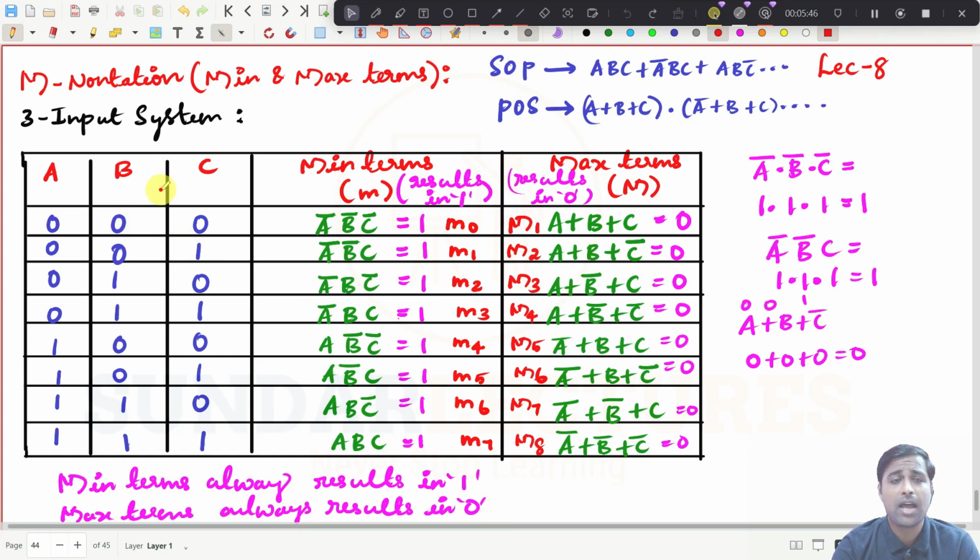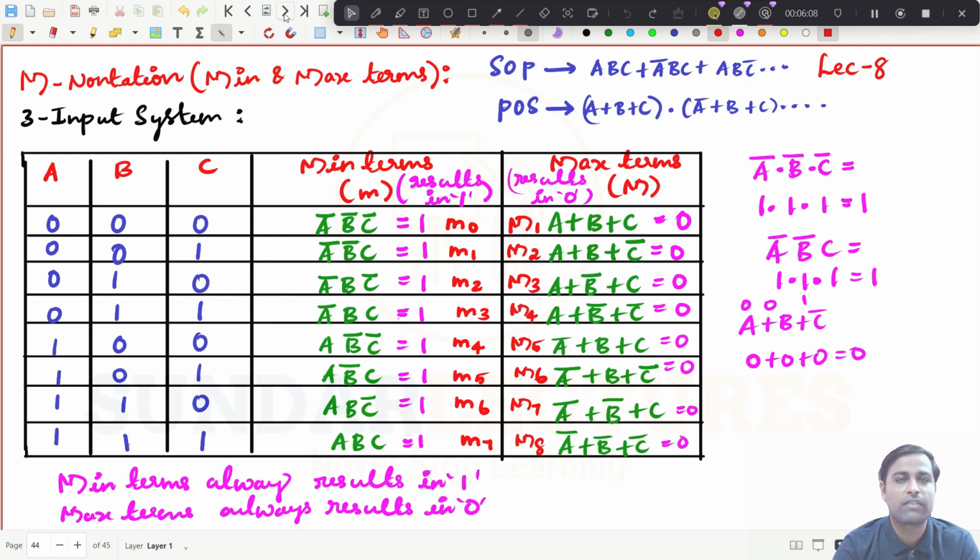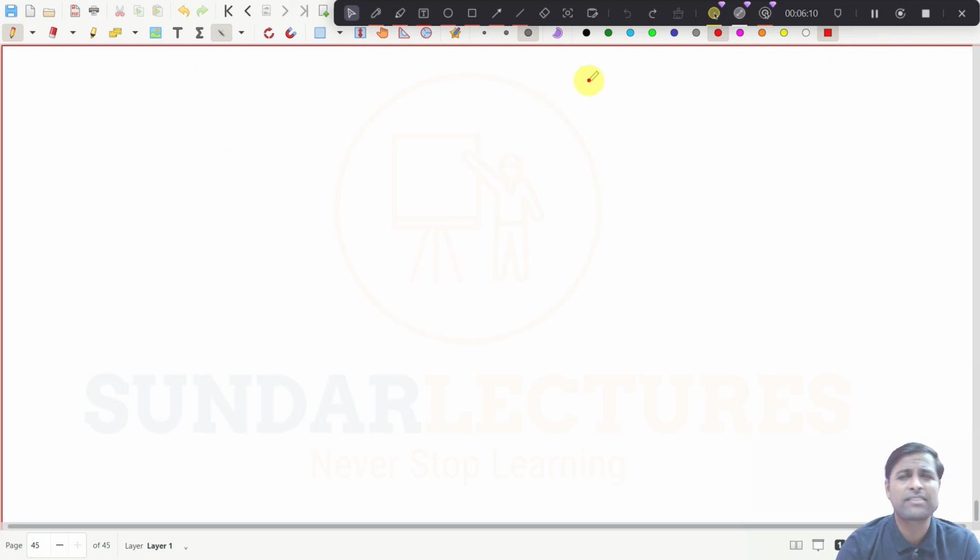See here, I have written it for a 3 input system, and you can also write it for a 4 input system, 0, 0, 0, 0. And what you will have as the min term, A bar, B bar, C bar, D bar. And what you have as a max term, A plus B plus C plus D. Likewise, you have to write for 16 combinations, right? If it is a 4 input system, then it will be 16 combinations, right? So now I will take an example.